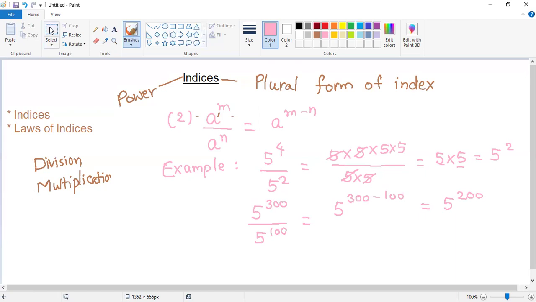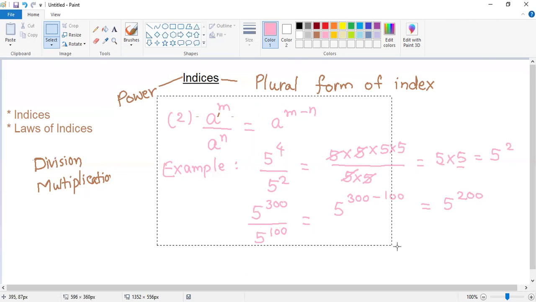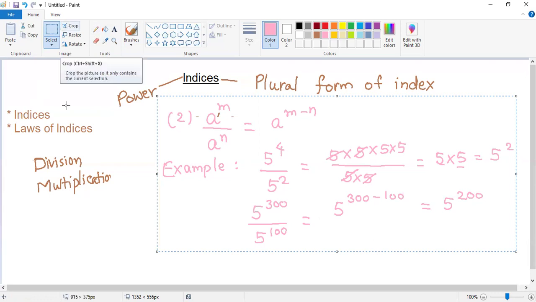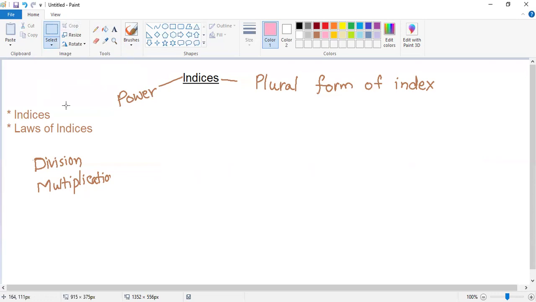Now let's go to, you can pause if you want to write, and then I'm going to teach the third law. So let's see. Now, there is no proper order. You can study this in any way you want.